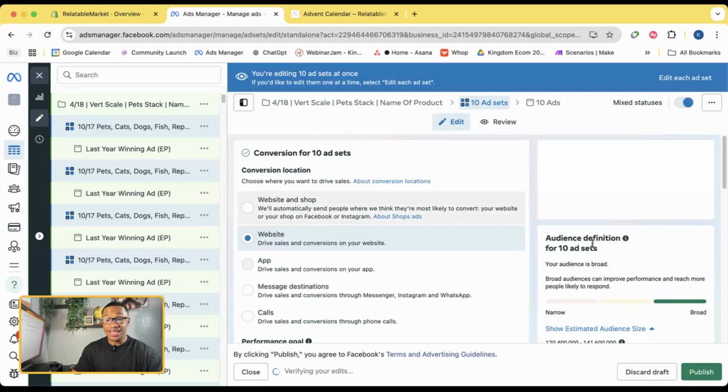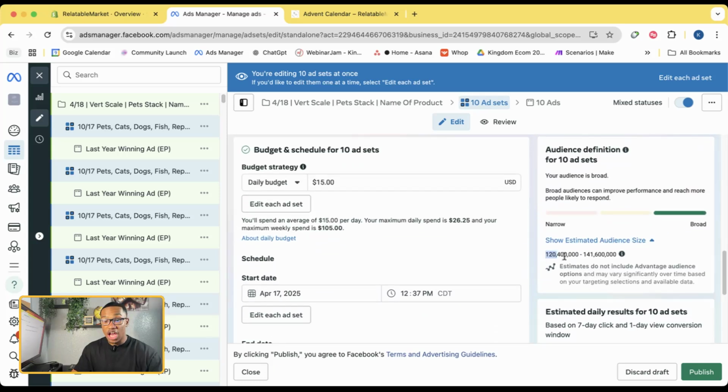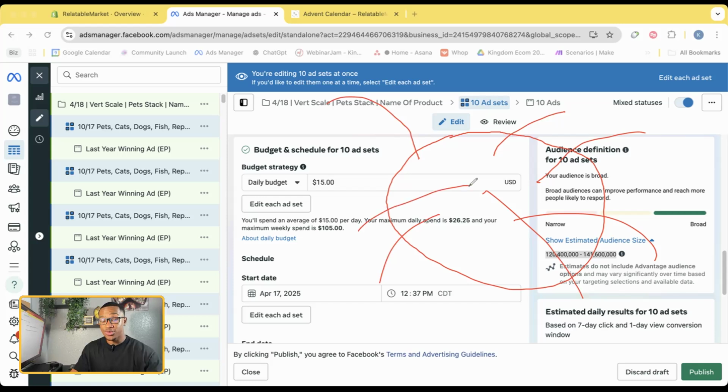The reason we duplicate it 10 times is, you see how big this audience is? There's 120 million people in here. So whenever we're doing this vertical scale, it's like we're fishing inside of a pond or a lake, and there are so many fish in there. We just want to put the rods in. We put 10 rods in there, we're going to catch some fish. We're going to catch the right fish, you know?